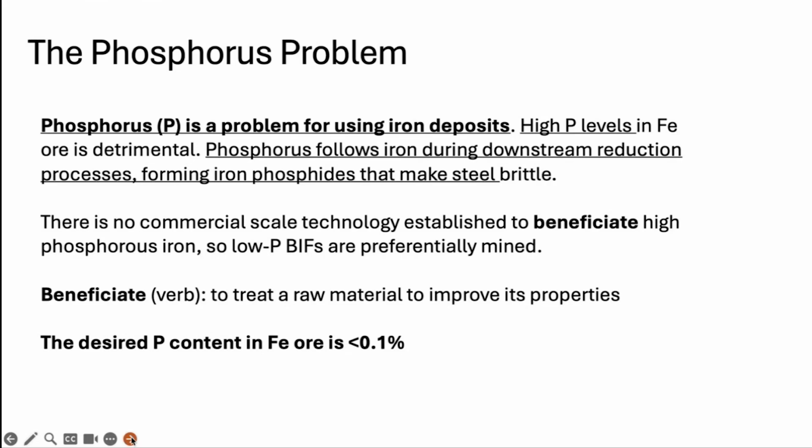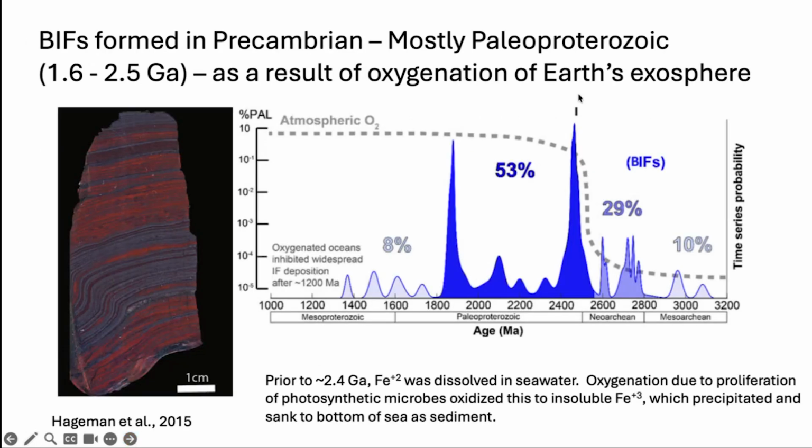Yeah, it's understandable. So anyway, that's the phosphorus problem, which has got to do with iron. All right, so BIFs formed in the Precambrian, and especially in the Paleoproterozoic, which was between about 1.6 and 2.5 billion years ago. And this was a result of the slow increase of oxygen in the Earth's atmosphere and in the hydrosphere, which converted iron, a very redox sensitive element, from divalent iron, which was soluble in water, to trivalent iron, which is not.